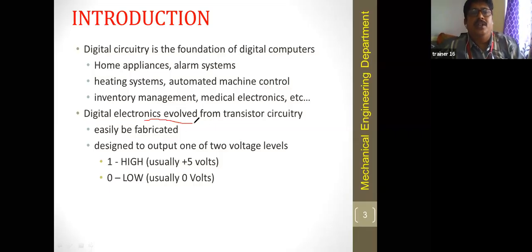And digital electronics evolved from transistor circuitry. That means transistor circuitry consists of resistors and diodes. These are all digital electronics, and they are easily fabricated. These digital electronics, we discussed in Unit 2. And these digital electronics work with low voltage, that means 0 to 5 volts only, very little supply is needed. Sometimes 12 volts also. It will work up to 12 volts.